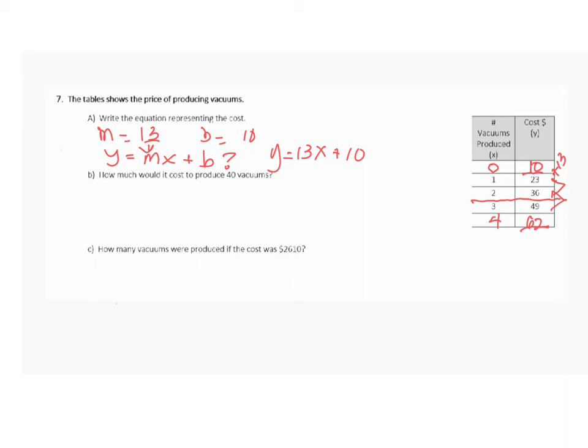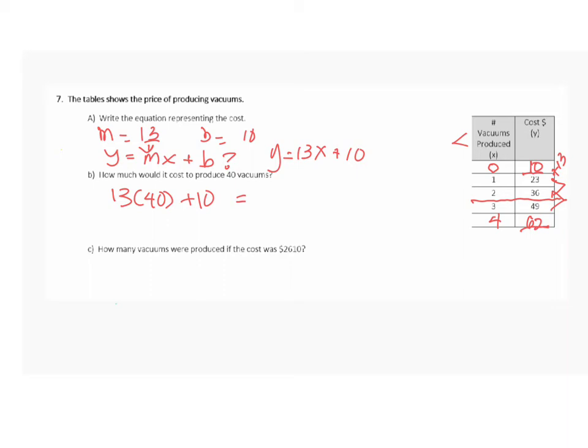40 vacuums. What would it cost to produce 40 vacuums? Well, that means we have to plug in vacuums are x. It tells us right here. So we plug it in. What is 13 times 40 plus 10? I'm going to let you figure that out.